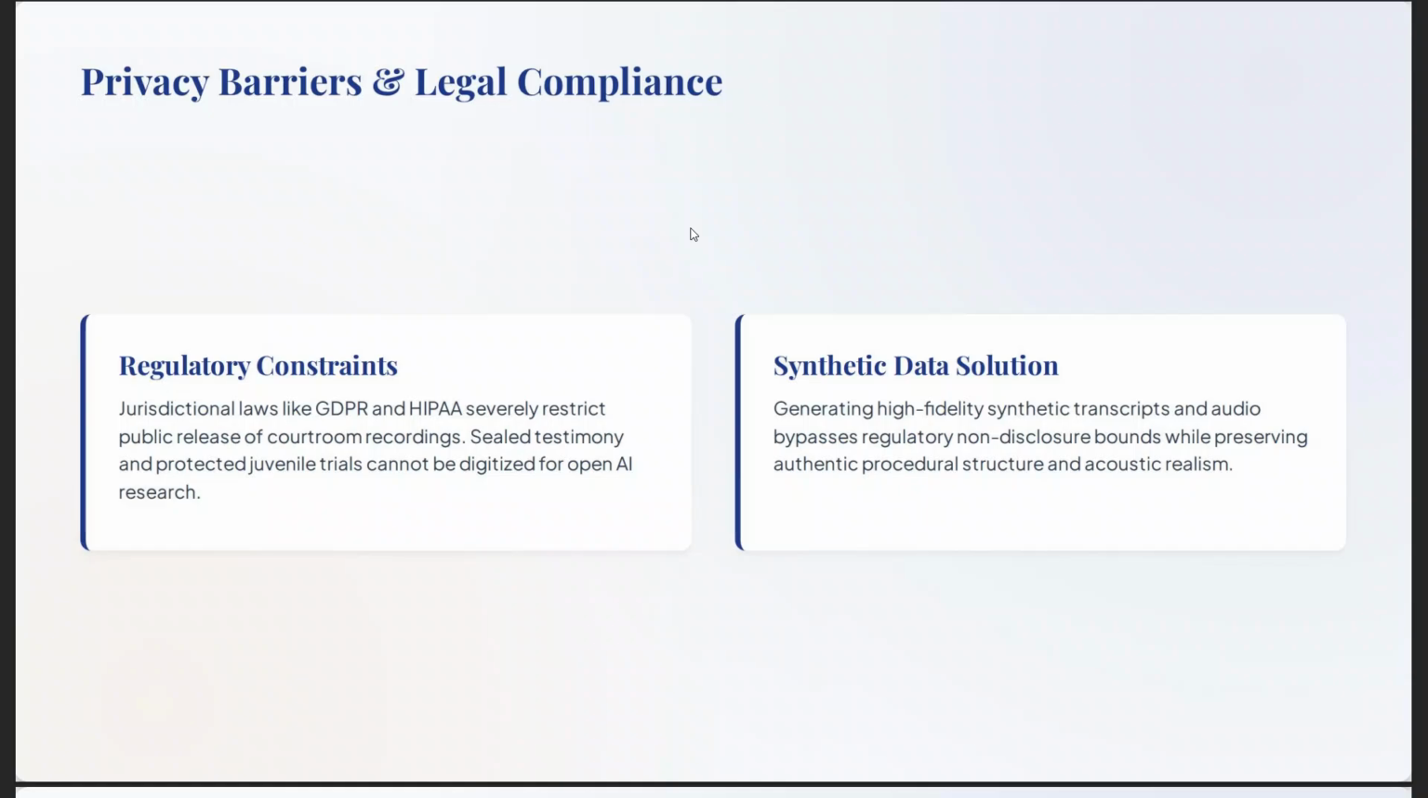So there are various regulatory constraints like GDPR and HIPAA which prevent public release of real courtroom recordings, and the testimonies are sealed and also protected for juvenile trials, which cannot be digitized for AI research. Data regarding the different types of juvenile crimes is also prevented from open release, so that data is not available for research. These are some of the regulatory constraints.